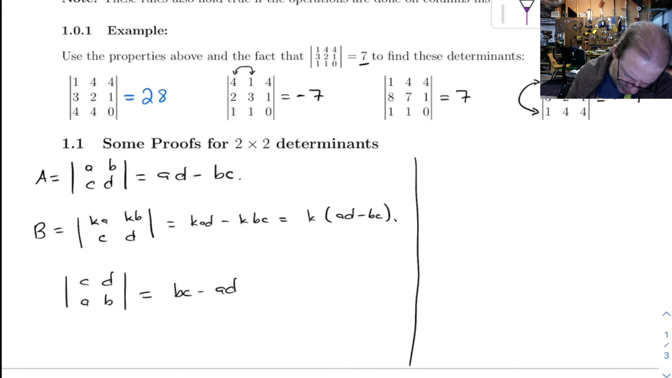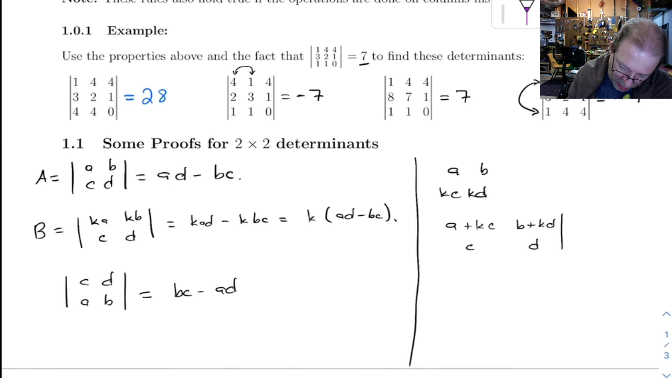And what the heck, let's do the other one as well. If you start out with the original matrix here, and you add a multiple of one row onto another, so let's take A, B, C, D, and multiply the bottom row by K and then add it onto the top. So the top row becomes A plus KC, B plus KD, and then the bottom row is still just C, D. If we take that determinant, we should, according to the rule, get this original determinant.